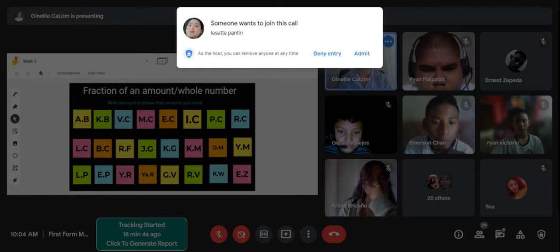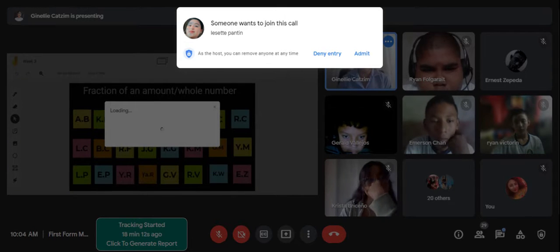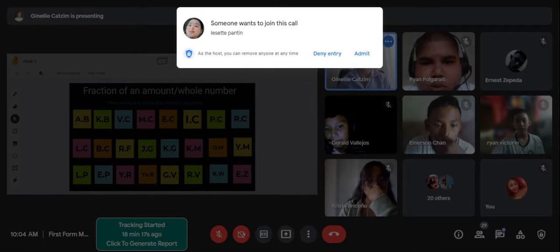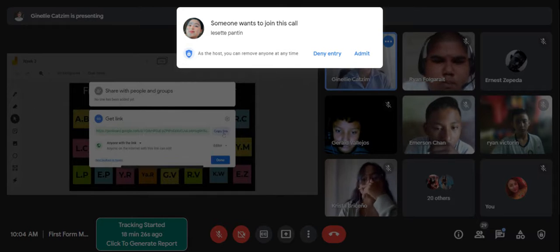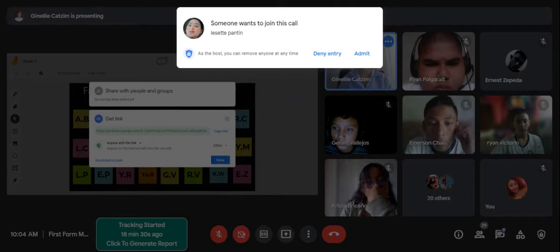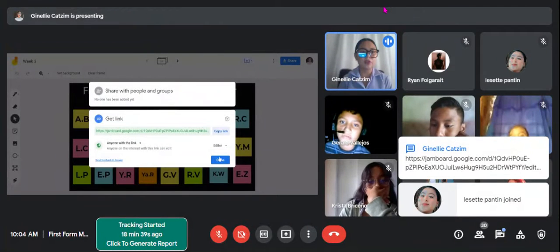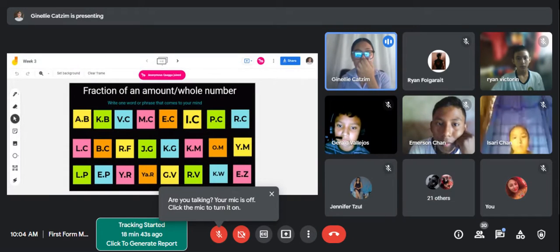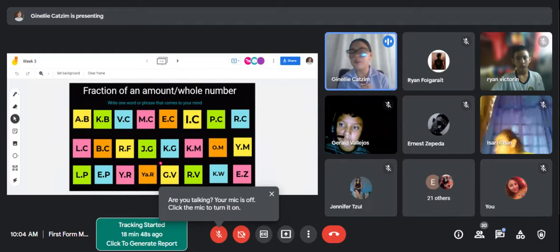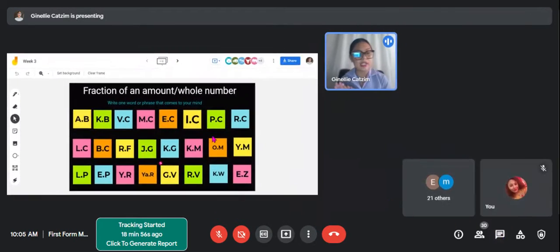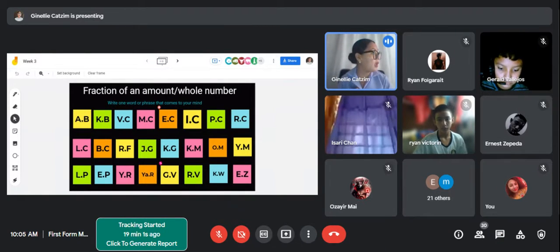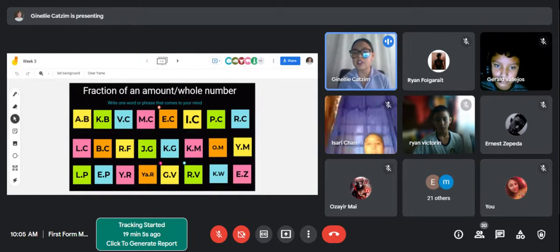So I will share this with you, and I will deny the access in a little time, right? Those of you that can enter the Jamboard, please do so. The instructions read: write one word or phrase that comes to your mind when you hear fraction of an amount or a whole number. Remember, just edit your sticky note. Do not edit anyone else's. If you want to delete something, just tap the backspace, nothing else.